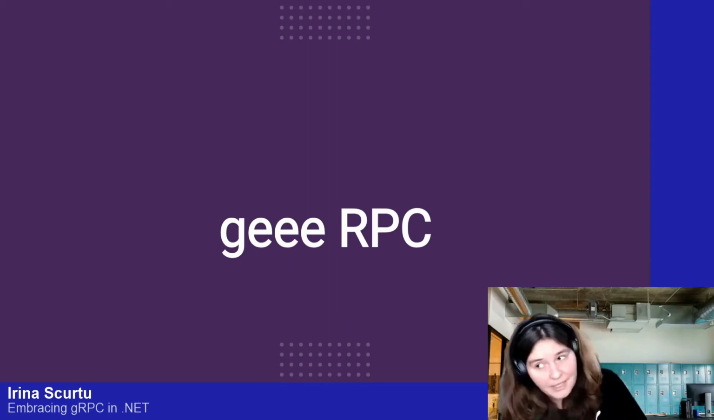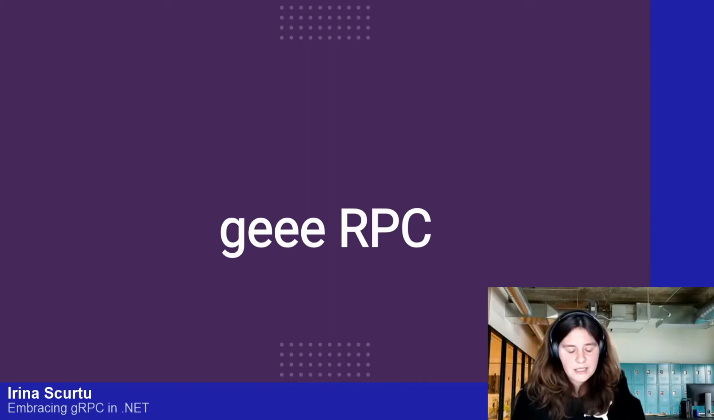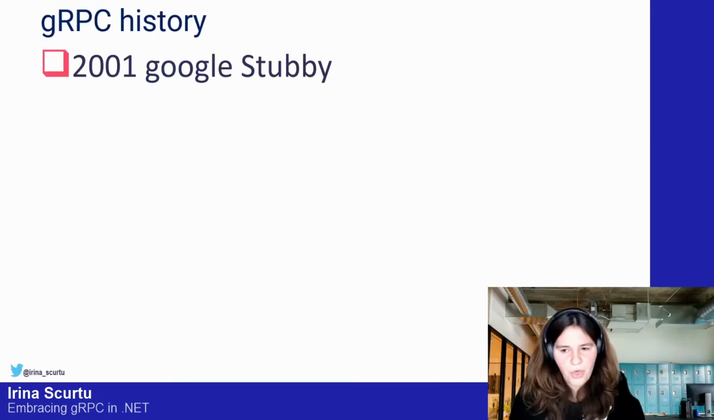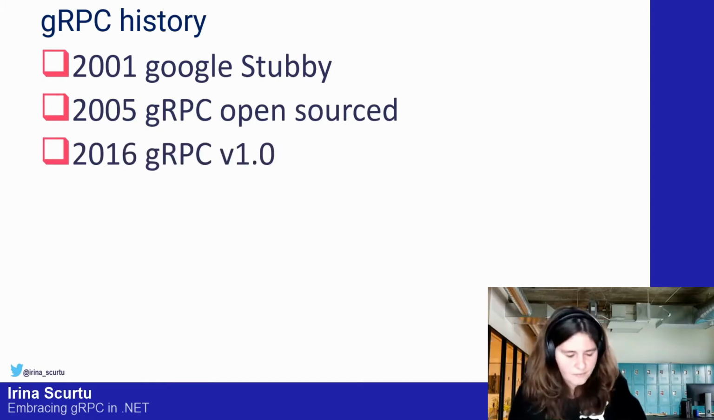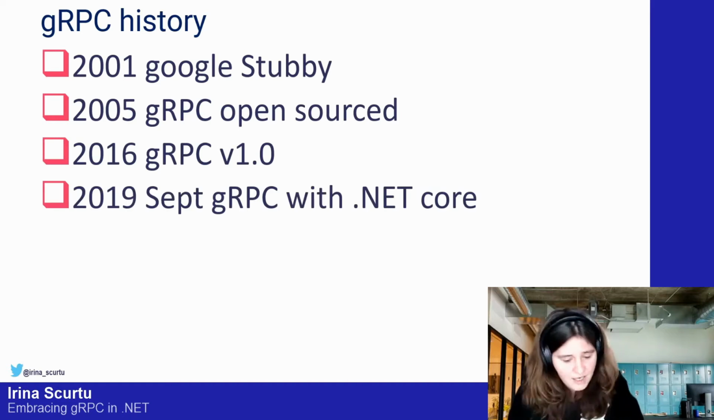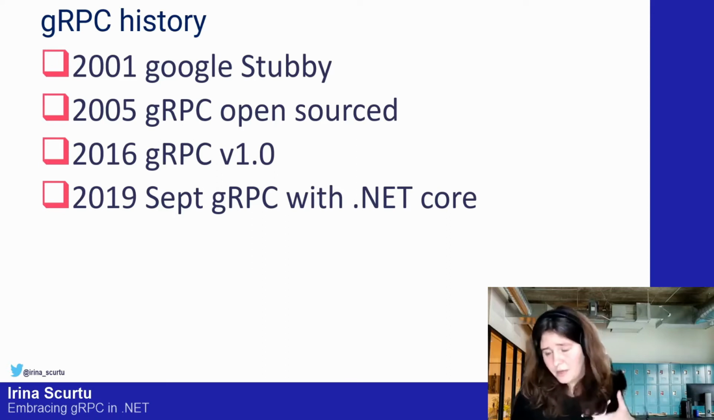But gRPC, it was first born in 2001 as a Google Stubby project. And then in 2015, gRPC was open sourced. And a few years later, September 2019, gRPC was shipped with .NET Core. And it was a major paradigm shift for us as .NET developers.